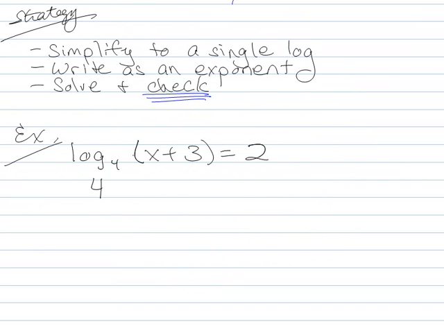Alright, we're going to rewrite this. It's already simplified as one single log, so we're going to rewrite it as an exponent. 4 squared is x plus 3, or 16 equals x plus 3. Subtract 3 from both sides, and get x equals 13. Can I dance? Can I celebrate? No, I have to go check.